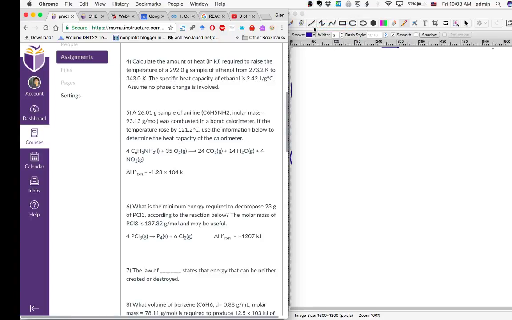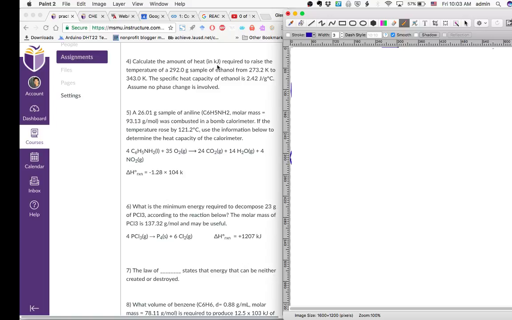Folks, number 4 is very similar to your WebAssign problems, second set. Calculate the amount of heat to raise the temperature of this stuff to that temperature change. The specific heat capacity is given. The formula to use here is Q equals M times C times delta T.